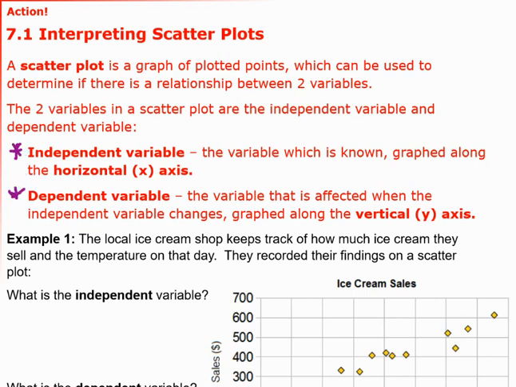The independent variable is the variable which is known and it's graphed along the x-axis. So the independent variable is the x value. The dependent variable is what is affected when the independent variable changes and it's graphed along the y-axis. So we often think of it as, as the x changes, the y value will change with it.